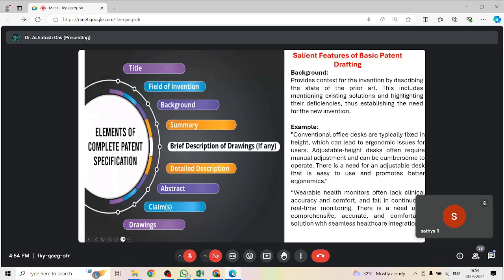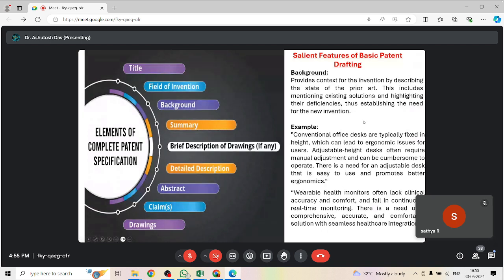Next one: wearable health monitors often lack clinical accuracy and comfort and fail in continuous real-time monitoring. There is a need for a comprehensively accurate and comfortable solution for seamless healthcare integration. So here, similarly, we should write more specifically what the different types of things available are, with references, and how it is different from them and in what way it is better than them. All the things should come here. So these are supposed to come in your background.